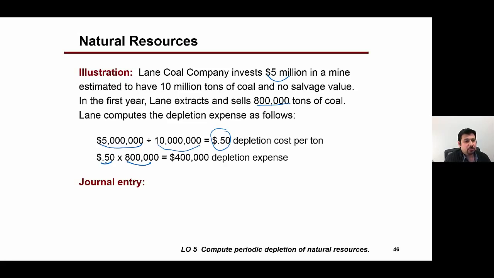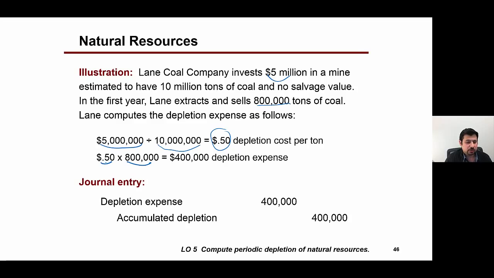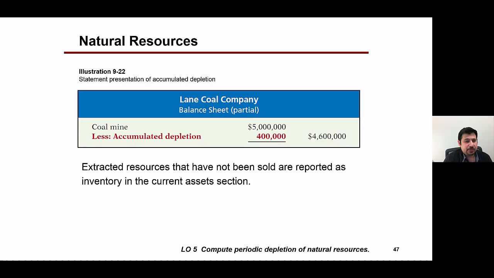In this case, the journal entry at the end of the year will be depletion expense 400,000, accumulated depletion 400,000. It's very similar to the units of activity method of depreciation, with the exception that this is depletion rather than depreciation. And the way it is presented on the balance sheet, once again, you have the asset here, the coal mine, less accumulated depletion.